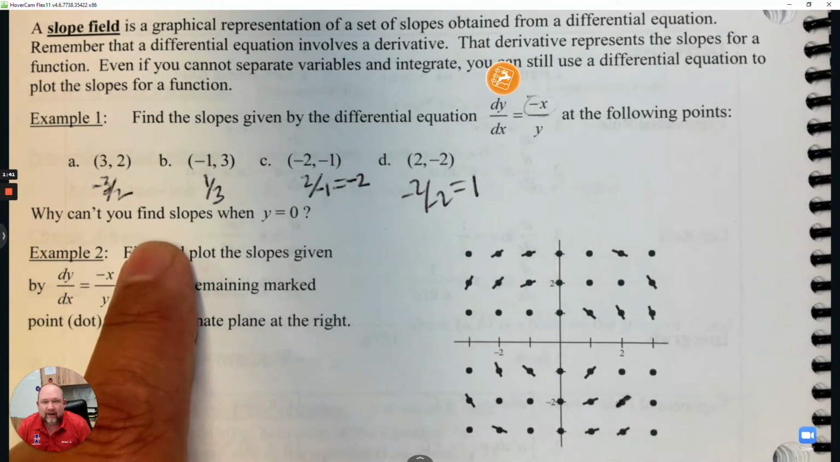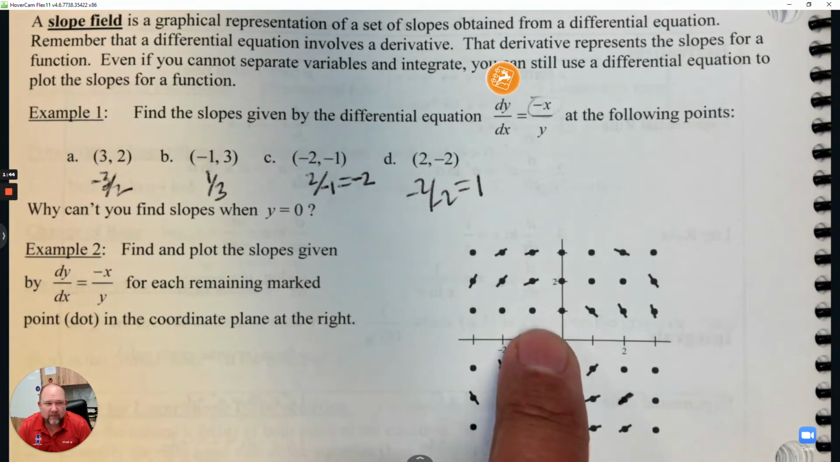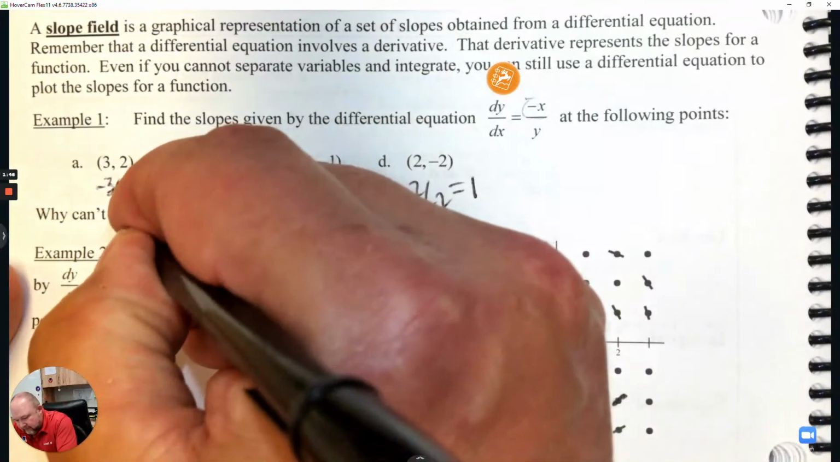And then it says, why can't you find slopes at 0? And the answer is, at 0, the derivative is undefined.